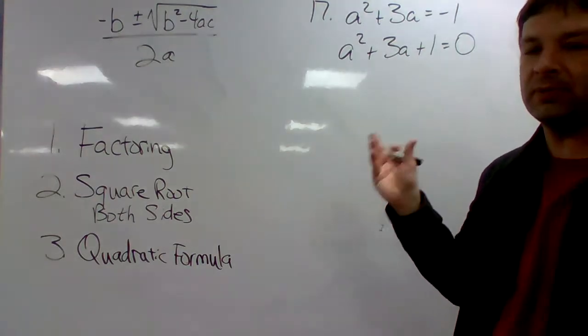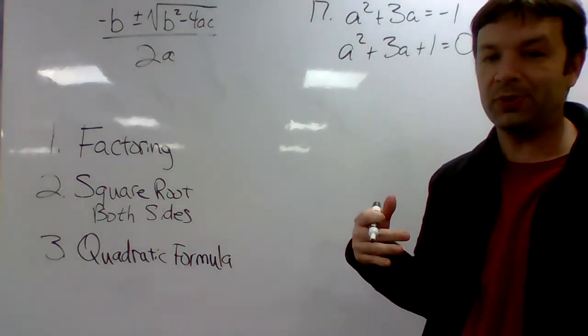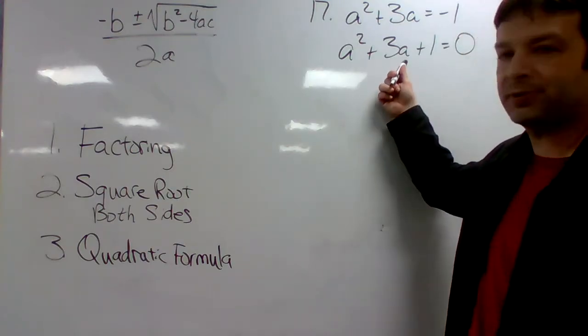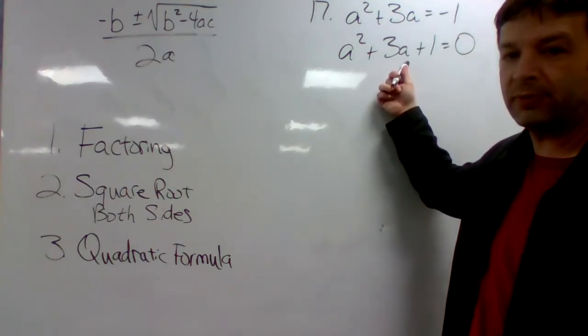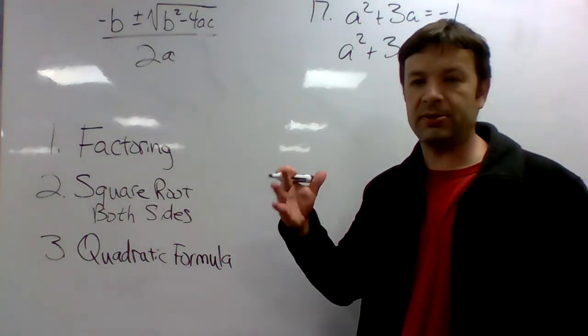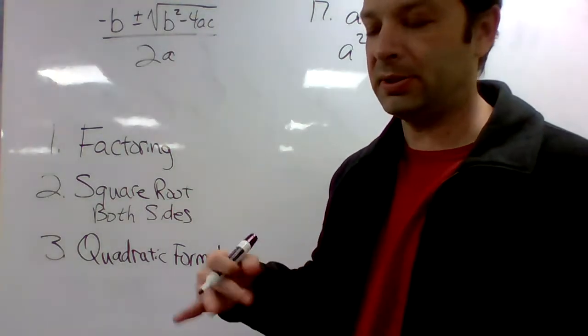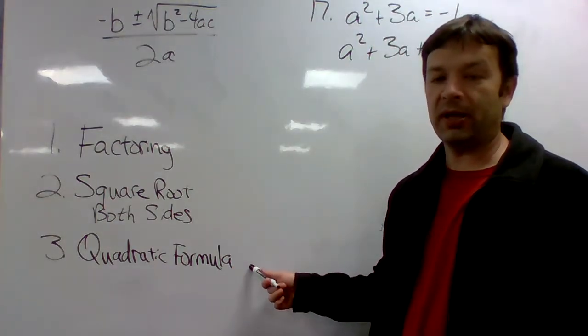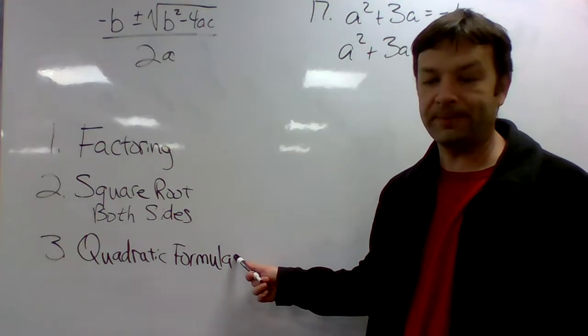Okay, if it just said a squared plus 1, we could get a squared by itself and square root. But if it's got this 3a over here, it's not going to work. You can't isolate the a's and its squares, and it just doesn't work. So it's either factorable or not. And it's not, so we have to use quadratic formula.